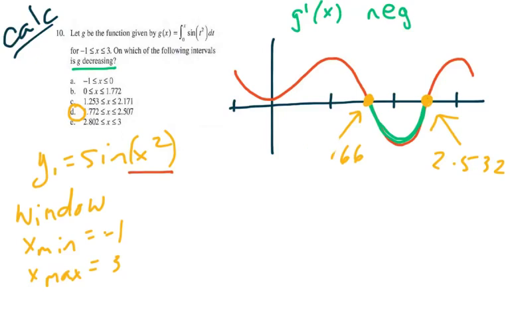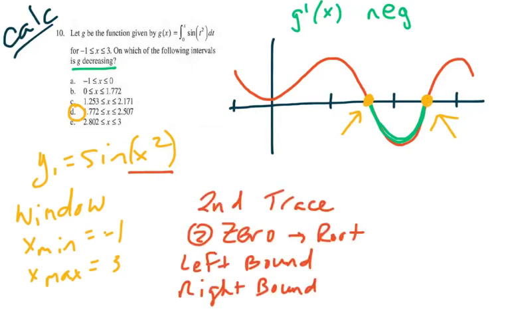But let's go through how we would get this exact value, because sometimes the answer choices are a lot more specific and closer than this, and you wouldn't be able to just use your cursor back and forth. So here are the steps to find the exact value. On your calculator, you're going to go to second trace. That brings you to the calculate function. Because these two values we're looking for are roots, zeros of the function, where they cross over the x-axis, we can go to option 2, which is zero.